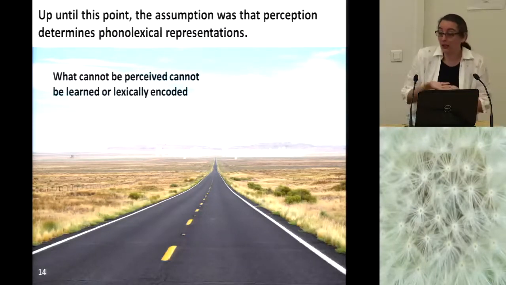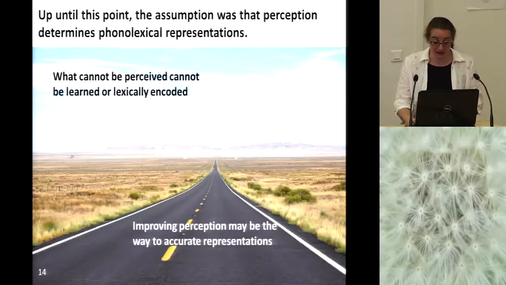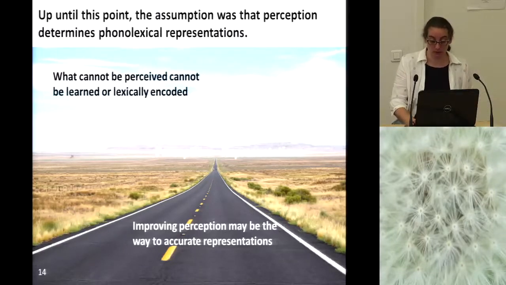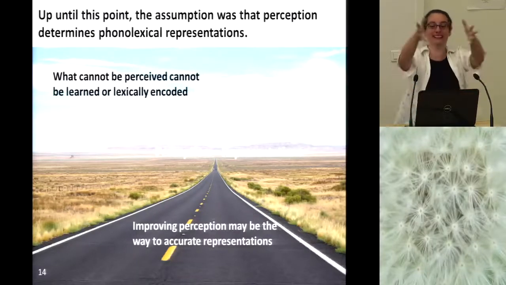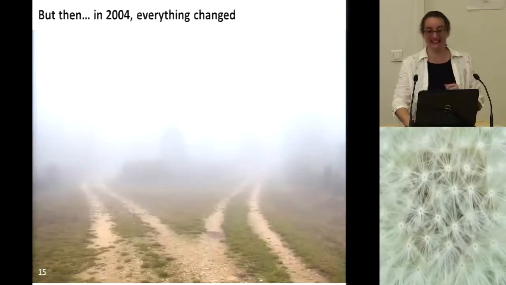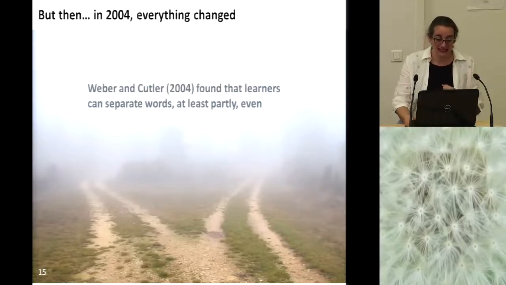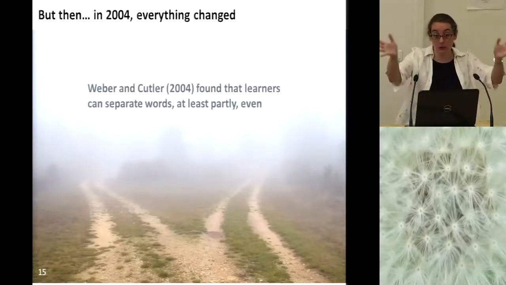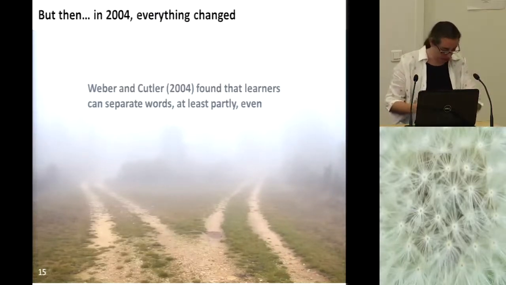What cannot be perceived cannot be learned or lexically encoded. And so essentially there was an unsaid possibility here that improving perception may be the road to accurate representations. Right? We don't know. However, not so fast. A few years later, it didn't last. This beautiful picture didn't last more than 3 years. So in 2004, everything changed with a paper by Andrea Weber and Anne Cutler, another landmark paper, really. They found that sometimes learners can separate words, right? So far, words would sound the same, but in their case, words would sound different, even though perception was not really helping, without this reliable support from perception.